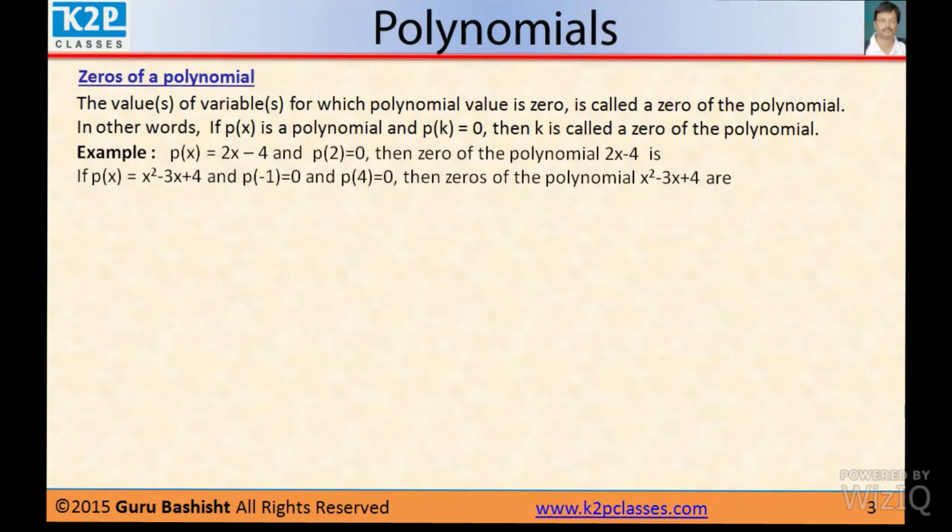Let us take another example. x square minus 3x plus 4. Here we see that if we put -1 in this expression, the expression becomes 0. And if we put 4, then also this expression becomes 0. That means -1 and 4 are zeros of polynomial x square minus 3x plus 4.